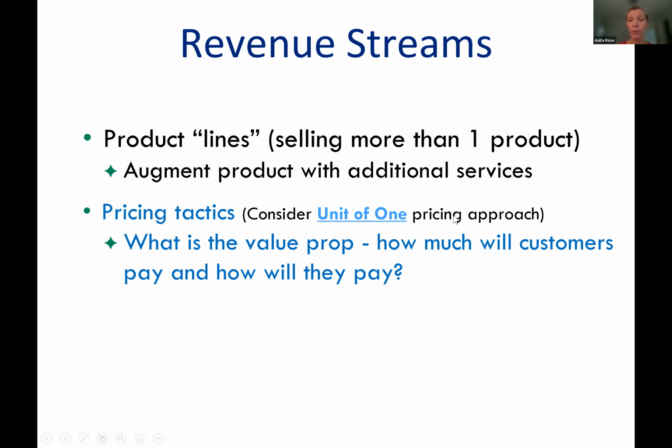Pricing tactics, if you want to consider a unit of one pricing approach, that is one way to do it. Let's just look at cans of Pepsi, the small individual cans. You can buy one can, you can buy a 6-pack, you can buy a case. So it comes in different types of units, but the pricing changes with each different unit. Okay, and size.